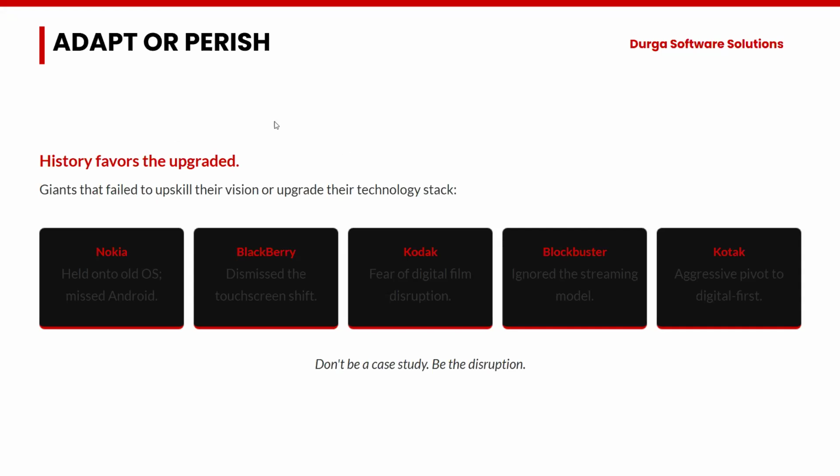So there were these giants in the market like Nokia, BlackBerry, Kodak, Blockbuster. What happened to them? Nokia, before 2007, was one of the greatest mobile brands. Which mobile phone were you using? Nokia. Everyone used it. But once iOS came, Nokia was unable to adapt to iOS and Android, and it went out of the market.